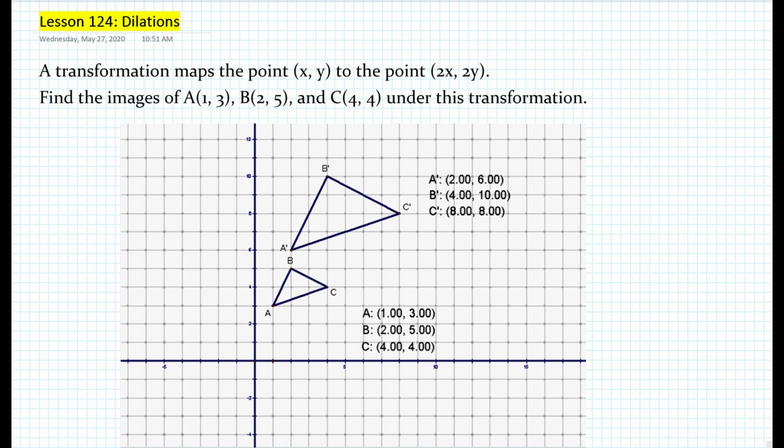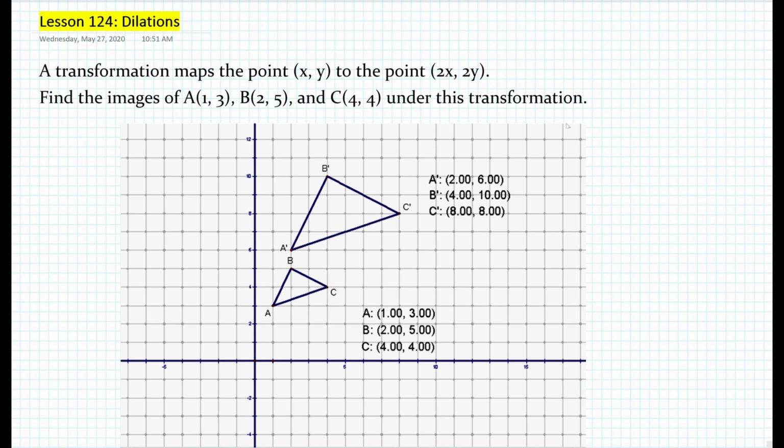So basically we have triangle ABC and you're multiplying the x and y coordinates by 2 to obtain a bigger triangle. And that is basically a dilation because we dilated the triangle to have a bigger triangle.